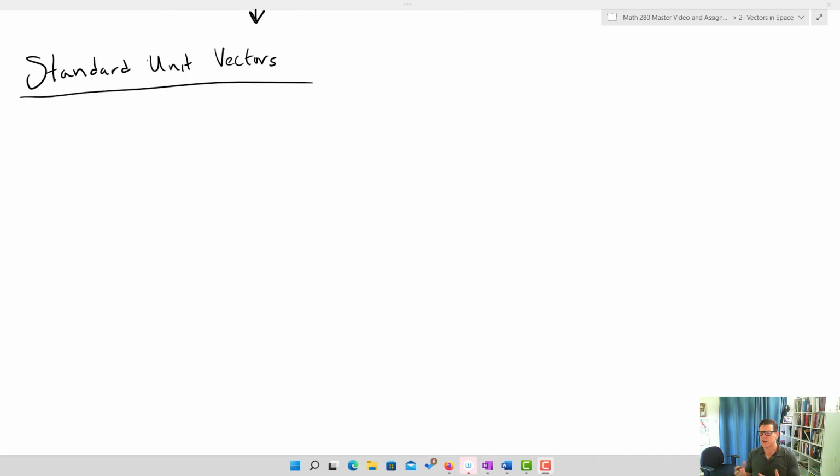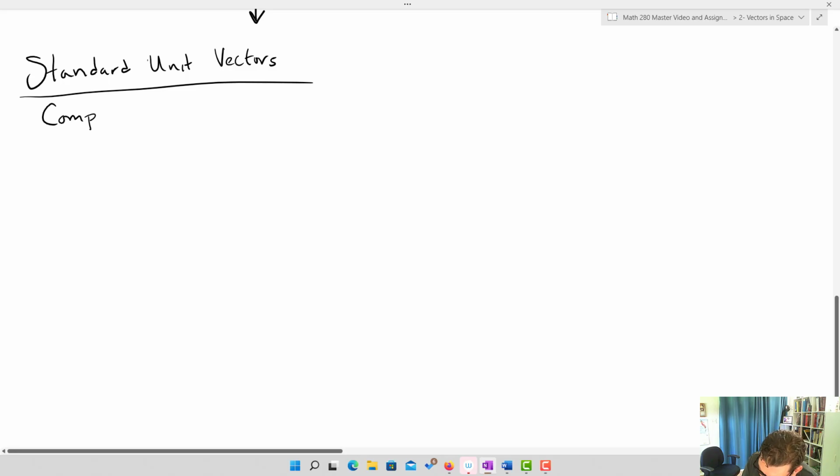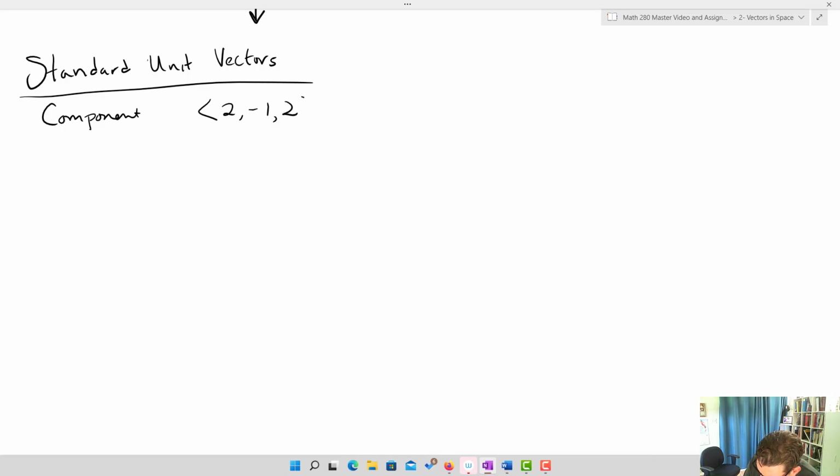So now let's look at standard unit vectors. If you remember from our 2D lecture, we had i and j, and they were represented by 1, 0, and 0, 1. They allowed us to write linear combinations of vectors using i, j, and k. We're going to do something very similar. Let's say, for example, we have in component form the vector 2, -1, 2. Because we're in 3 dimensions, we're going to need 3 standard unit vectors.